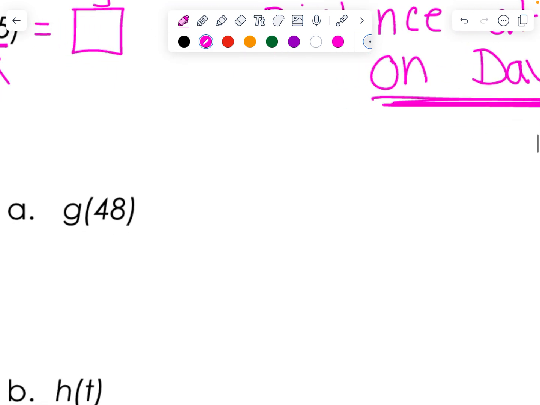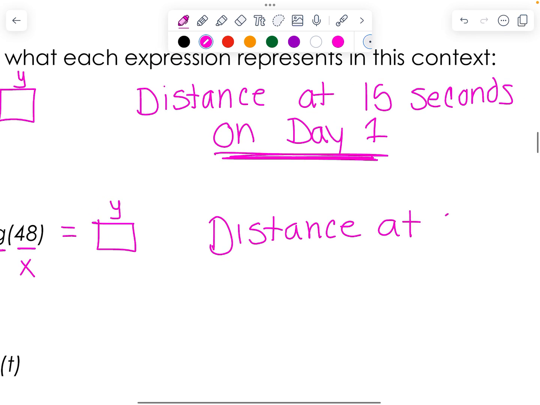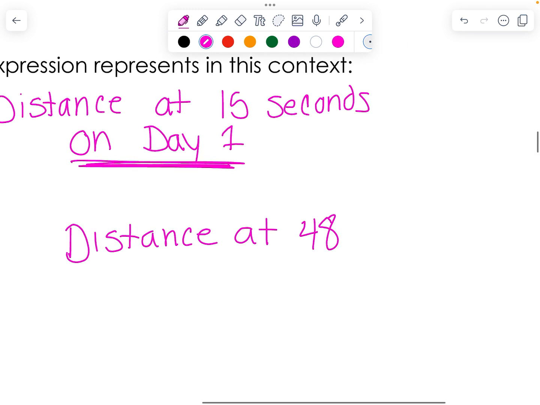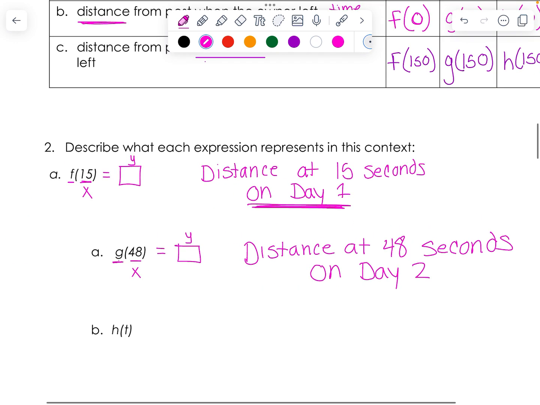The next one says g of 48. G was day 2. 48 is our input. If you were to find this on the graph, you would find the output, which is y. So again, the output is the distance at 48 seconds. What day are we talking about? Day 2, because it's labeled with the g.